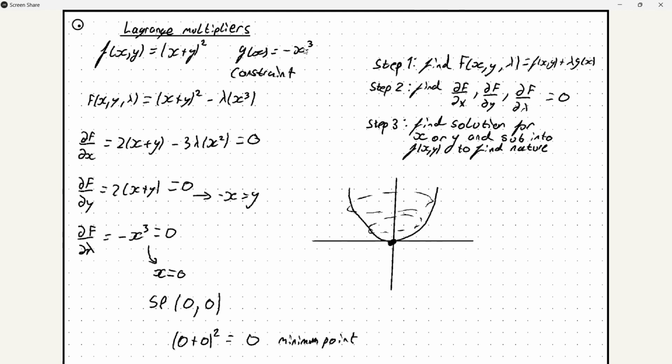And because we know the constraint is minus x cubed, what would that be? That would be something like this. Again, the only point that I can see where it'd be a stationary point is at this right here.